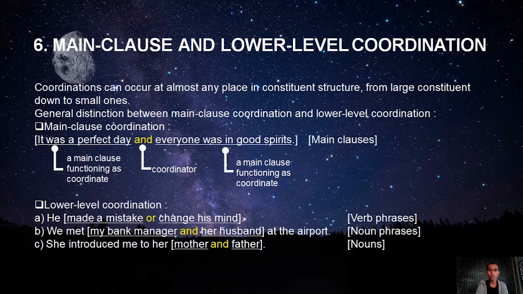Compare that to the examples of lower level coordination: he made a mistake or changed his mind. We met my bank manager and her husband at the airport. She introduced me to her mother and father. Those are the lower level coordination because the coordinates are in the form of verbs or nouns or phrases.